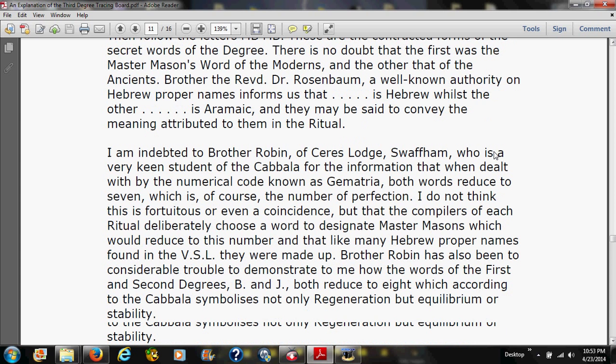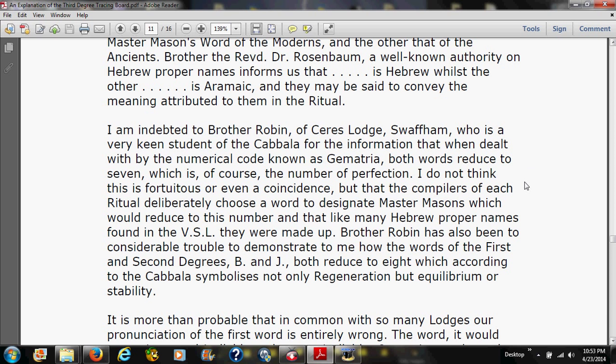I am indebted to Brother Robin of Sirius Lodge, Swaffham, who is a very keen student of the Kabbalah, for the information that when dealt with by a numerical code known as Gematria, both words reduced to 7, which is, of course, the number of perfection.